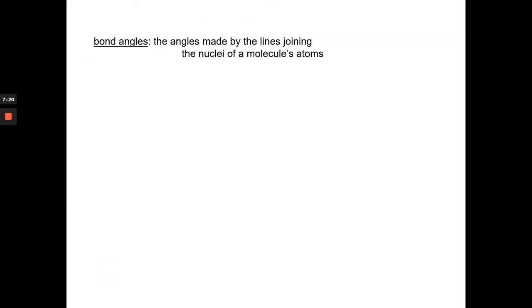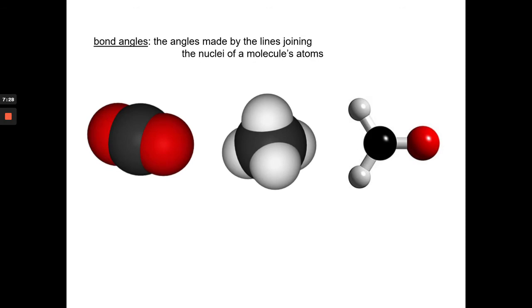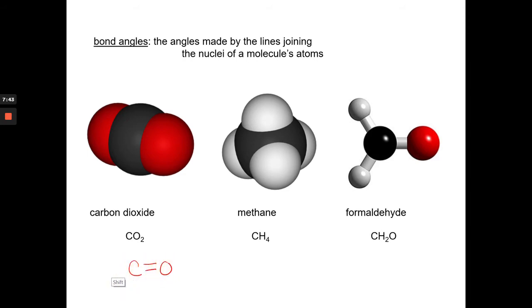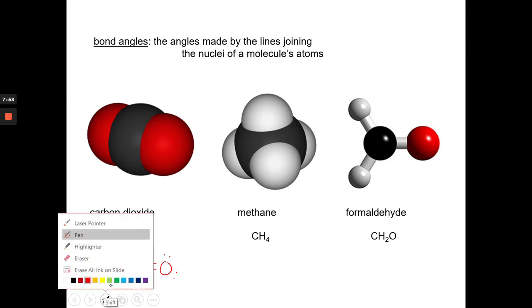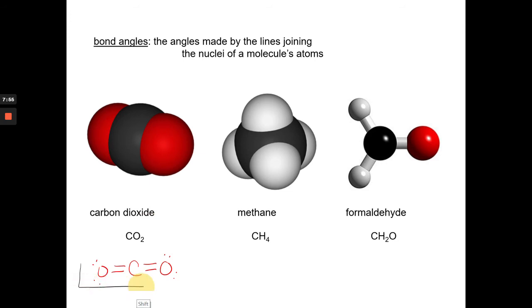All right, I think you understand the bond angle, the angle that is formed when these atoms are connected, right? So I've got 3 examples here. I've got carbon dioxide, I've got methane, and I've got formaldehyde over here. Now, we've drawn these out before. If you draw out carbon dioxide, it's going to be a C, double bonded oxygen with lone pair electrons on the outside.